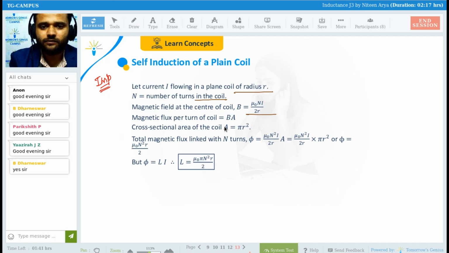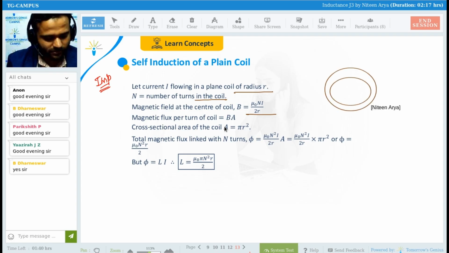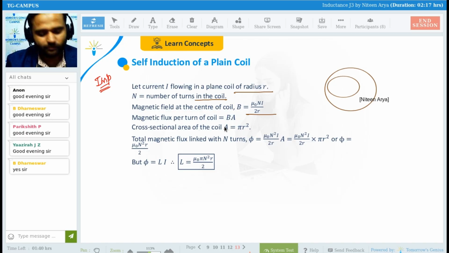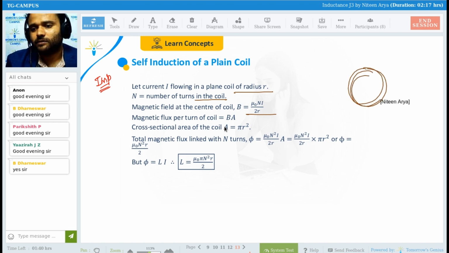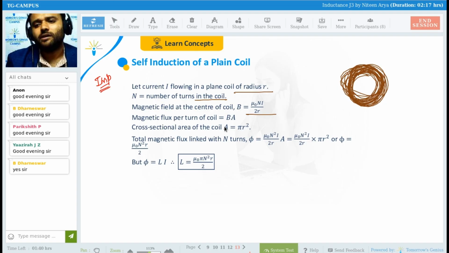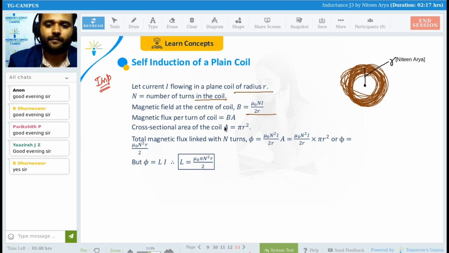Now what is the meaning of a coil here? I need to draw this, turn after turn. The main thing is that this coil has a constant radius r. B is the magnetic field, and that is your magnetic field formula, mu naught N I by 2r.